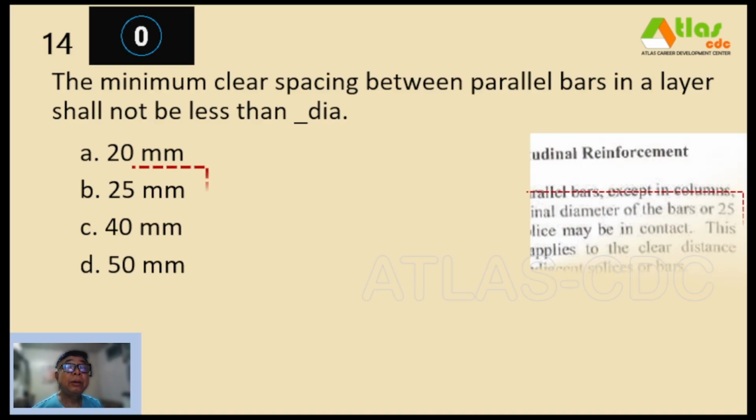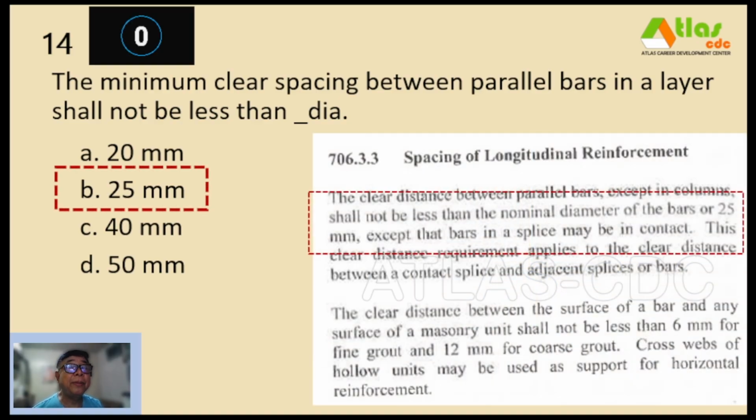And our correct answer is letter B, 25 mm. So this spacing, the clear distance between parallel bars, except in columns, shall not be less than the nominal diameter of the bars, or 25 mm, except that bars in splice may be in contact.